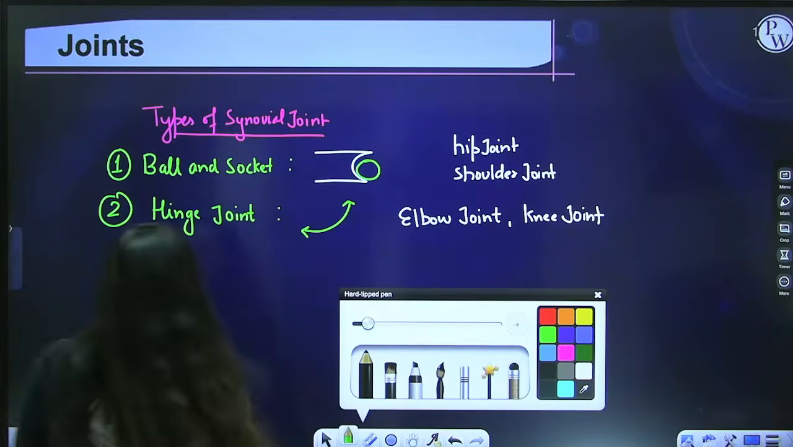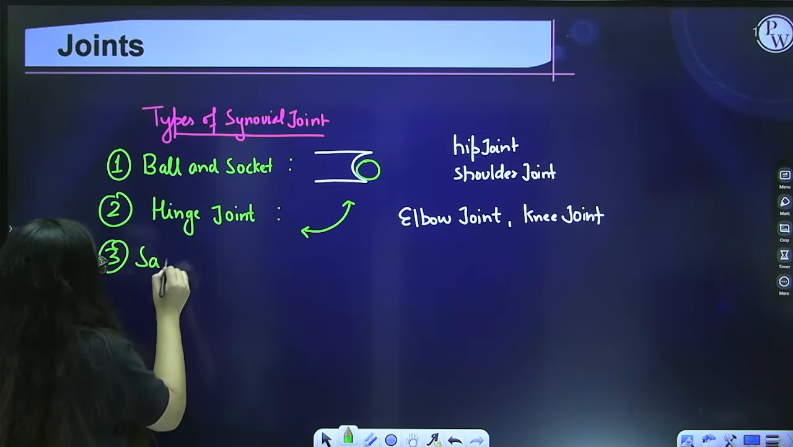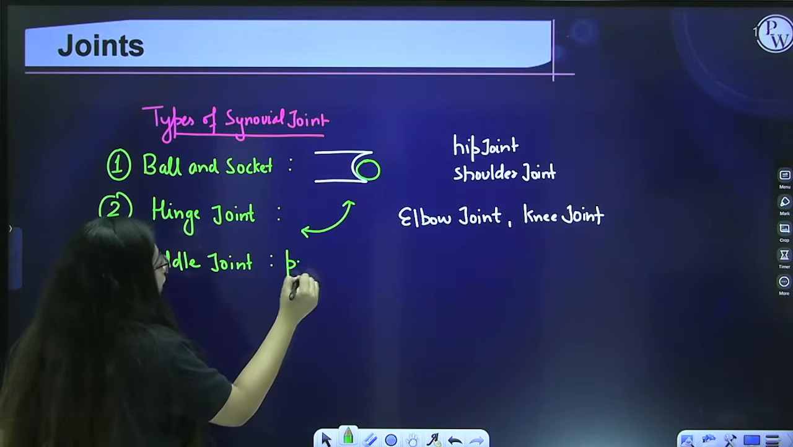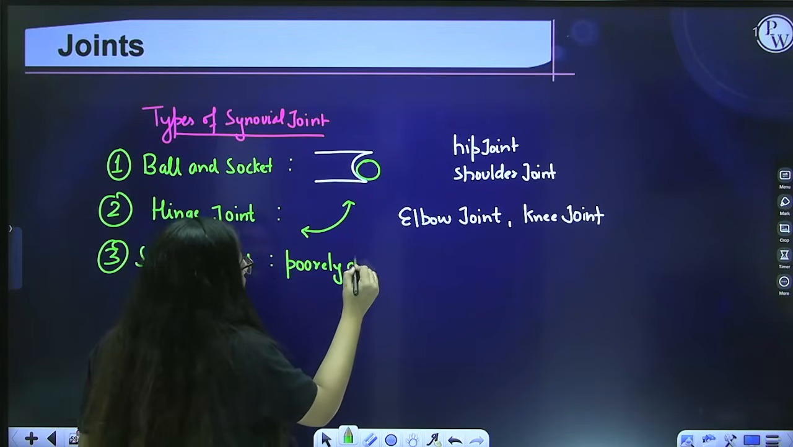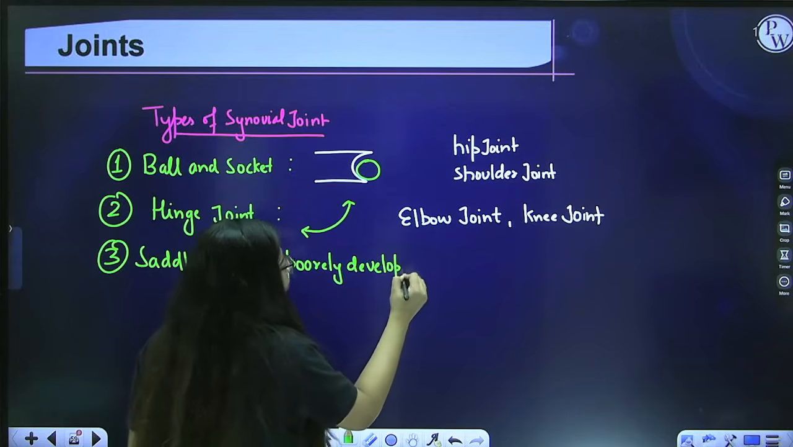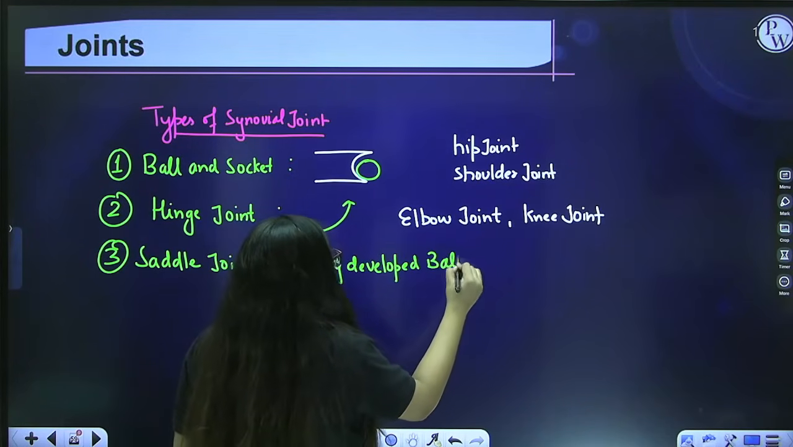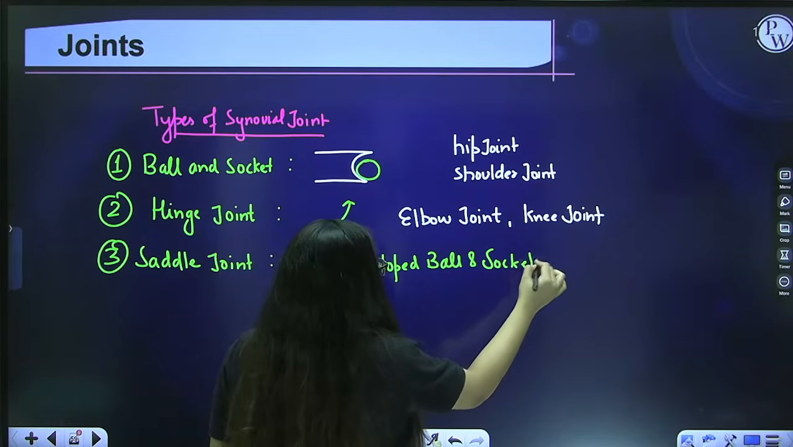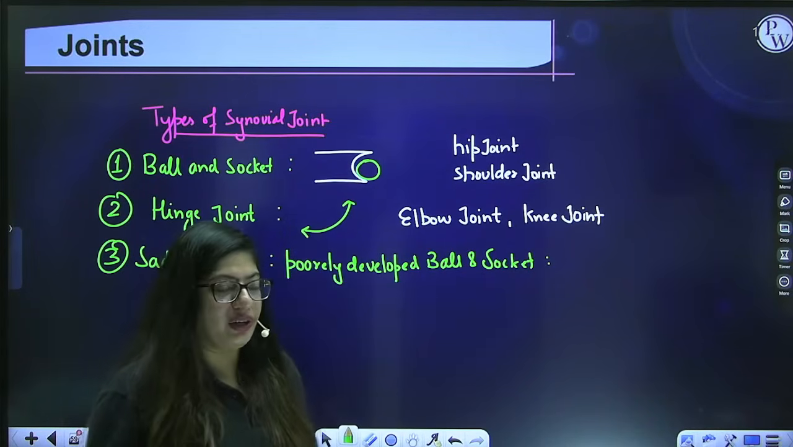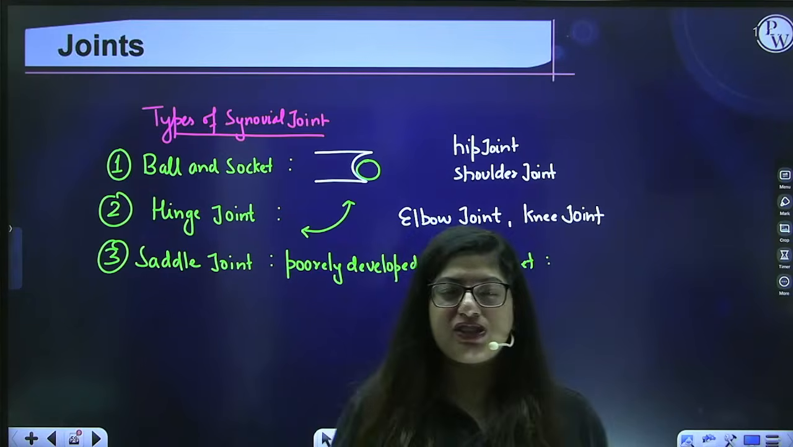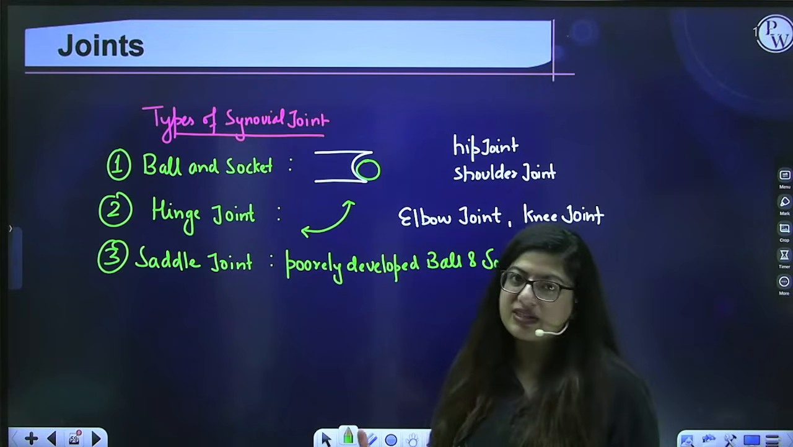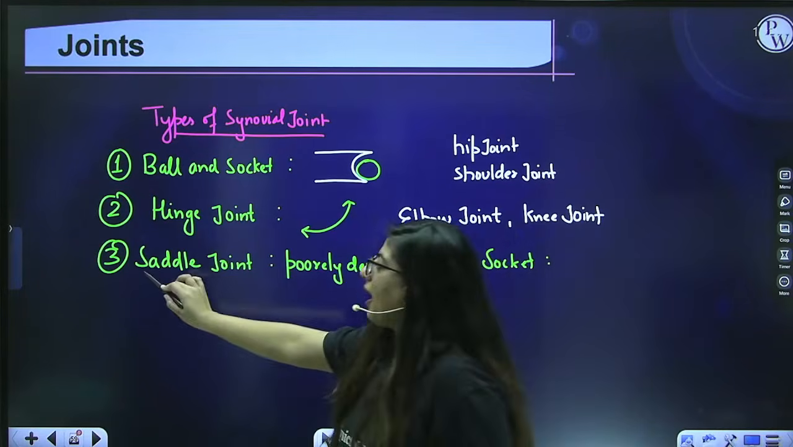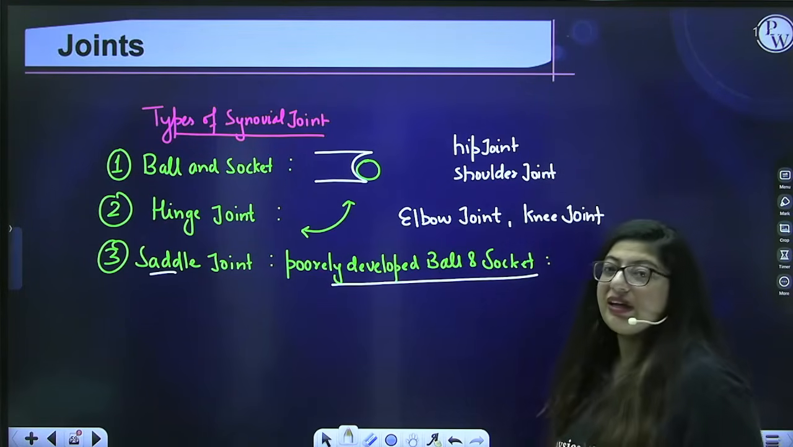Next example that we have is your saddle joint. Saddle joint is a joint which is a poorly developed ball and socket. This is a joint which wanted to be a ball and socket, right? Just like a child who wants to be a doctor. But if the child does not become a doctor, the child will go sad. Okay, so this is also a sad joint. Sad because it wanted to be a ball and socket.